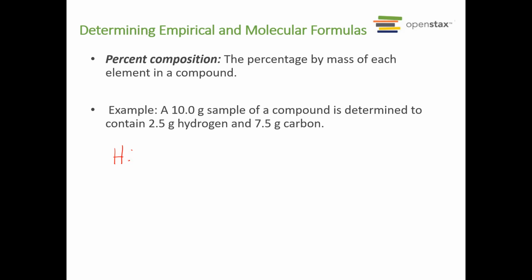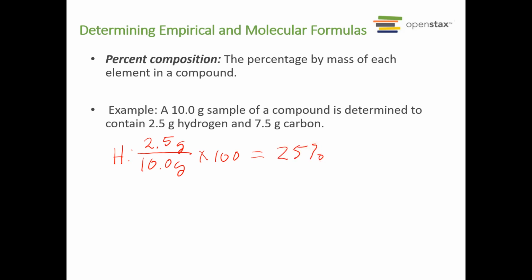For hydrogen, there are 2.5 grams of hydrogen, and we have a 10-gram sample to start with. So if you divide 2.5 by 10, and then multiply this by 100 to make it a percent, 2.5 divided by 10, multiplied by 100, comes out to 25%.